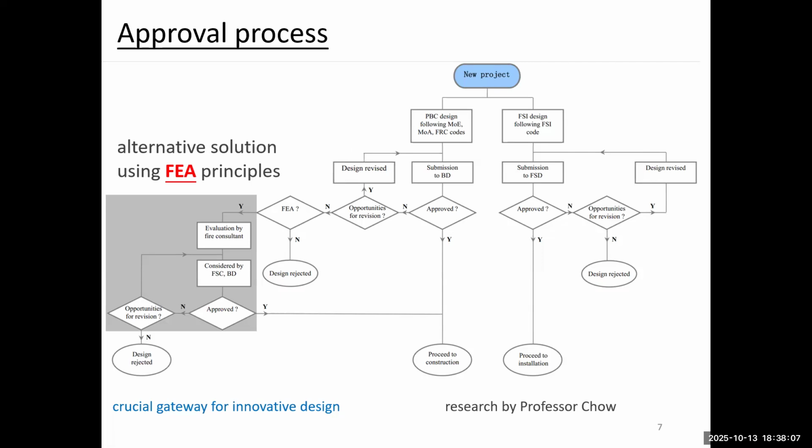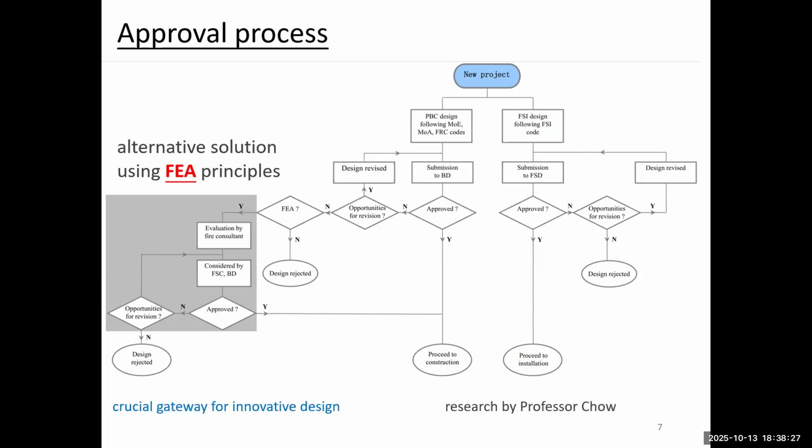So imagine you are designing an office building with a huge, beautiful atrium. The prescriptive codes say that you need to fill this atrium with fire shutters, which would destroy your whole beautiful design. So you can take the FEA pass.